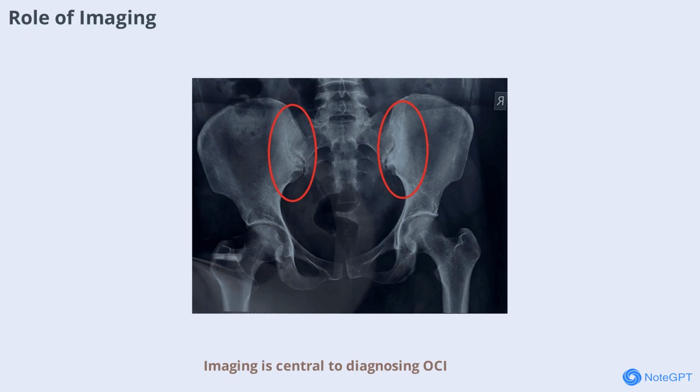Imaging is central to diagnosing OCI. X-rays reveal the classic triangular sclerosis, while MRI and CT scans can provide additional detail and rule out other conditions. Imaging not only confirms the diagnosis, but also reassures both patient and clinician about the benign nature of the disease. Regular imaging follow-up is rarely needed unless symptoms change.